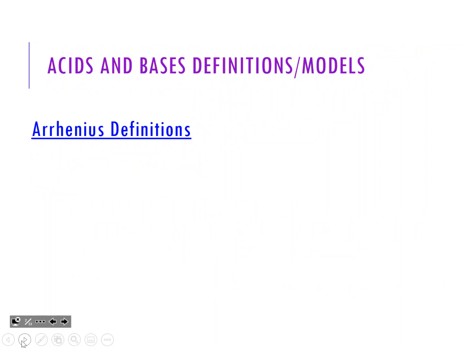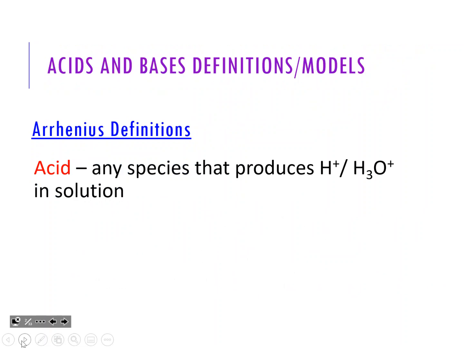All right, so starting with the most basic model or definition of acid bases. And this is probably the only time you'll hear about the Arrhenius definition. It basically states that an acid is any species that produces hydrogen or hydronium in solution in water. Now, we're going to talk about hydronium in detail in a minute because hydrogen doesn't really exist as free floating. It is actually attached to the water molecule as shown in this particular diagram.